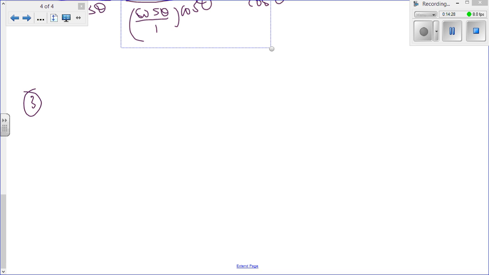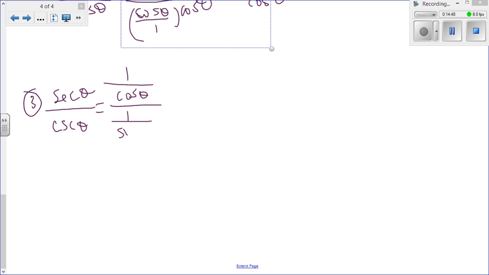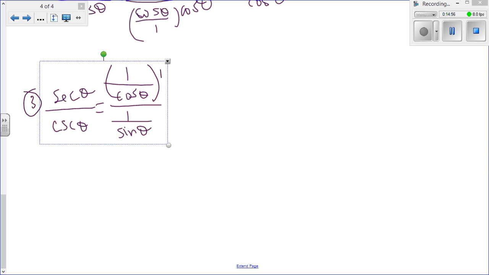For number 3, we have secant theta over cosecant theta. Secant was 1 over cosine theta, and cosecant is 1 over sine theta. My LCD is cosine theta sine theta, because those are both my denominators.